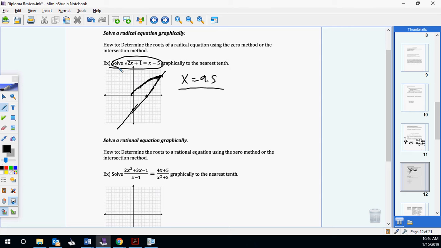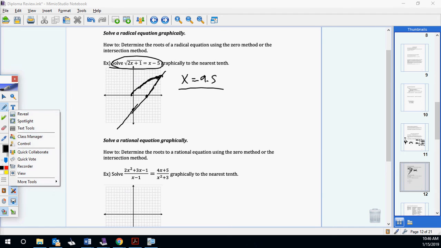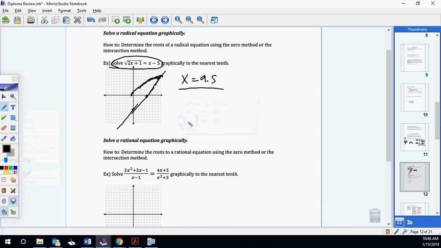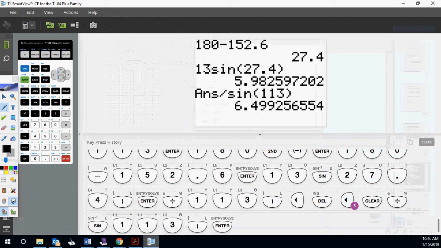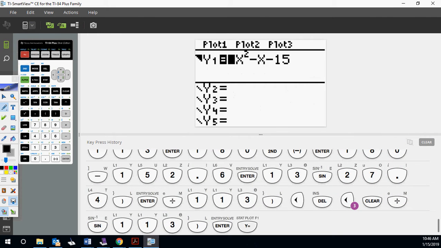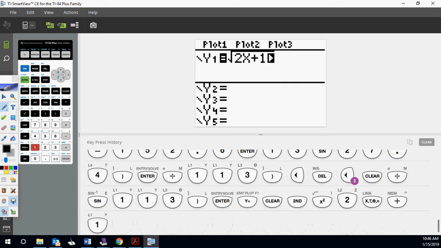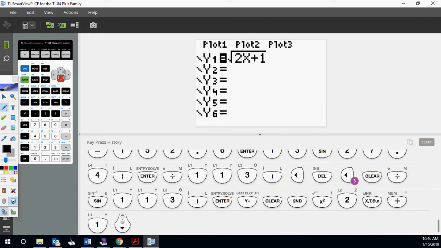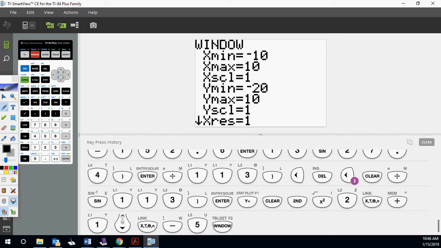Let me go check this out on my calculator. I think intersect's easier. With zero, you have to move them over, so there's more room for error. So I'm going to put it in here: the square root of 2x plus 1, and the next one is simply x minus 5. What's my window right now? My window's good. I don't need that big of a min. Let's make my min just negative 10. Just go standard. Okay, and graph.